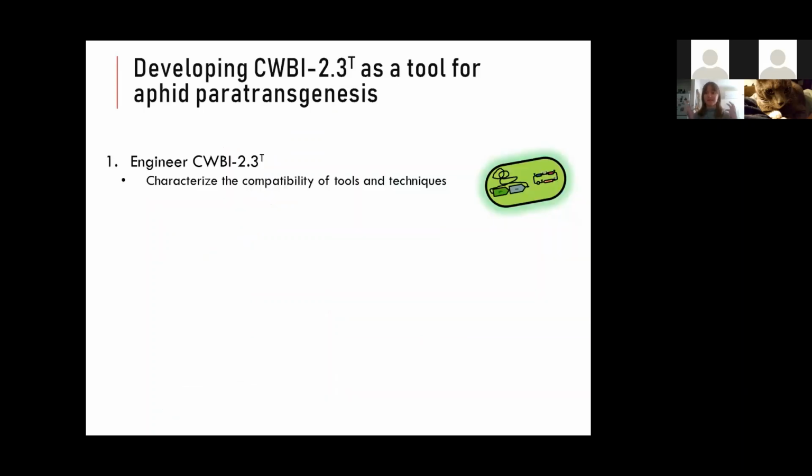All right, so then how would we go about actually developing this as a tool for paratransgenesis? And that's kind of the goal for all of this work. And those are the things I'm going to be walking you through today. So first step, of course, is we have a bacteria. It has not been engineered, and we need to learn the compatibility of tools and techniques with this particular strain and know what we can and can't do.